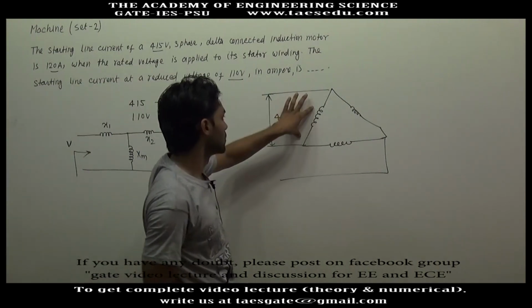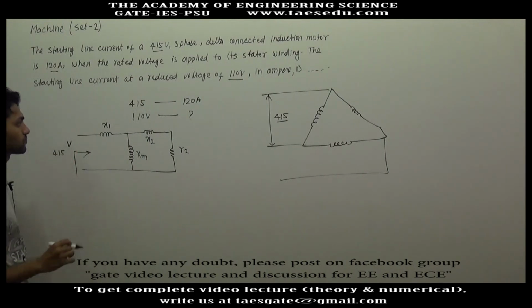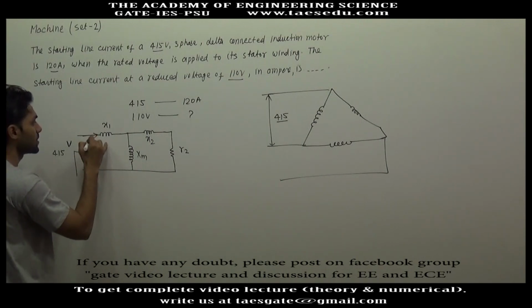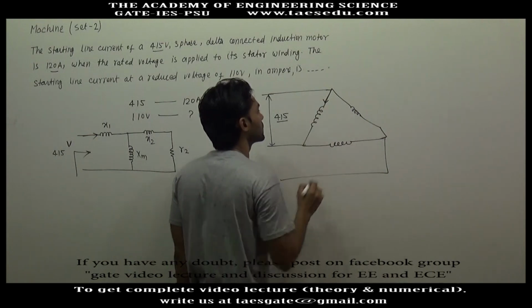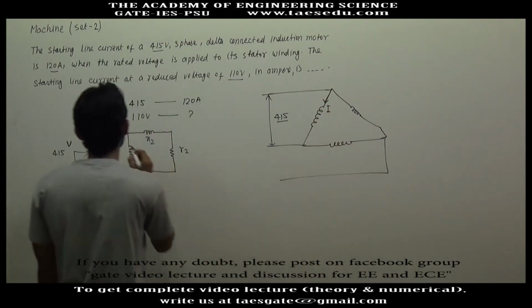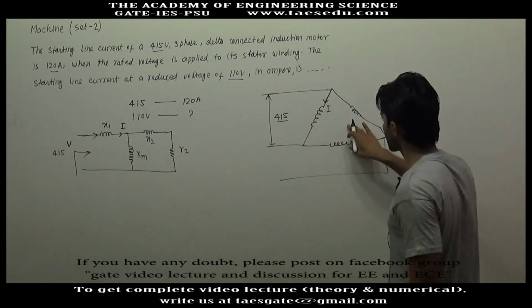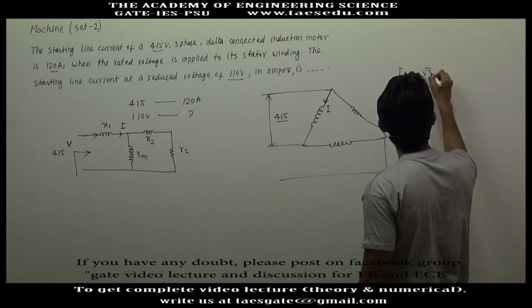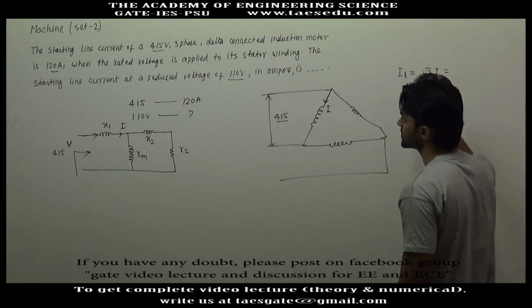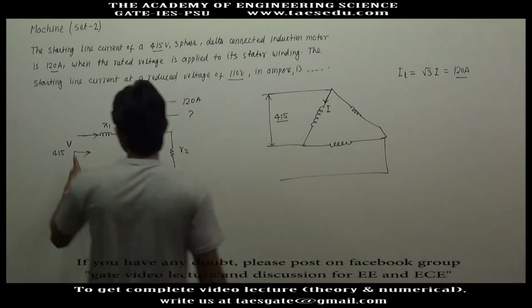So in case of delta connection, per phase voltage is equal to line voltage. So when you have applied 415 volt, here you will have per phase current, there will be some current in phase. Let's say the per phase current is I. And in case of delta connection, the line current is equal to root 3 into phase current, and it is given as 120 ampere.